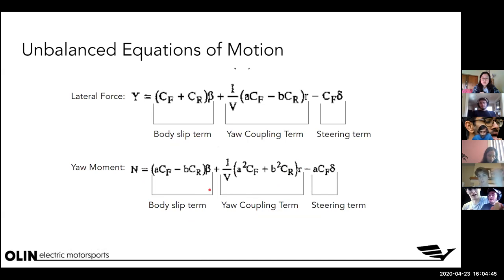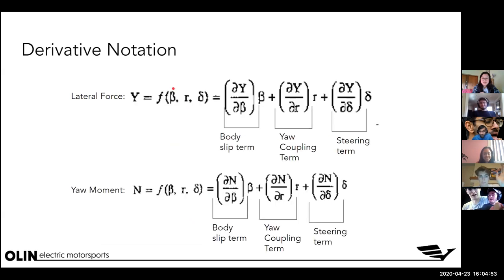But what's interesting, so what we're going to do is take partial derivatives, which is kind of scary, but it's okay. And what that's going to give us is, if we look at this lateral force equation as a function of our vehicle slip angle, our yaw velocity, and our steering angle, we can treat the terms in front of them as partial derivatives, saying that this is some change in lateral force per some change in body slip angle, times the body slip angle, that's going to produce a lateral force. Same thing for the yaw coupling term and for the steering term.